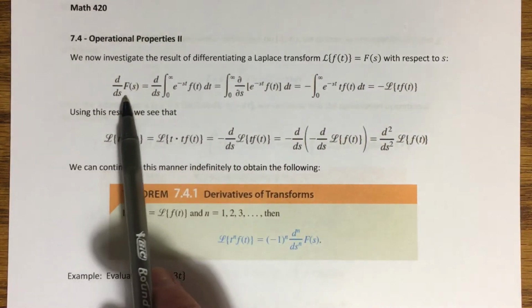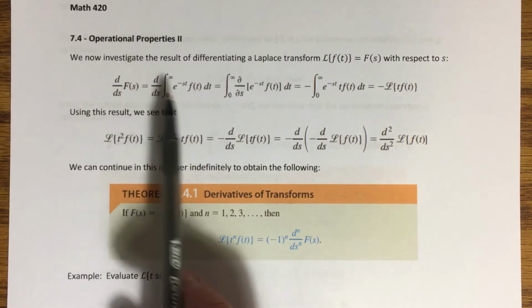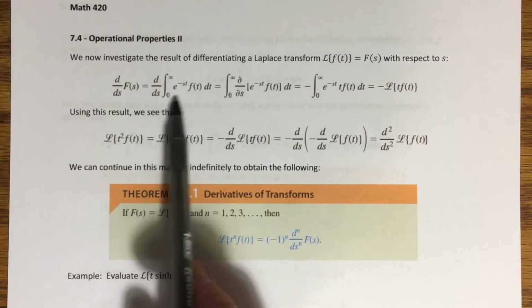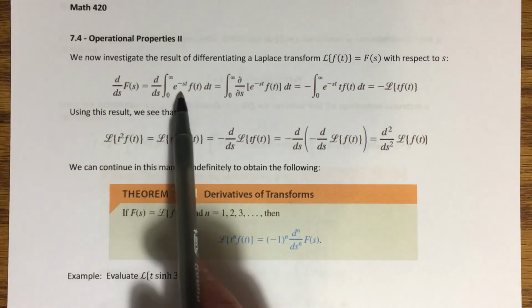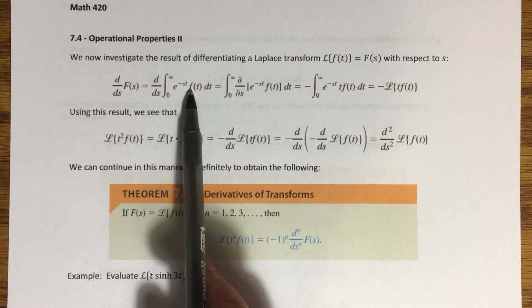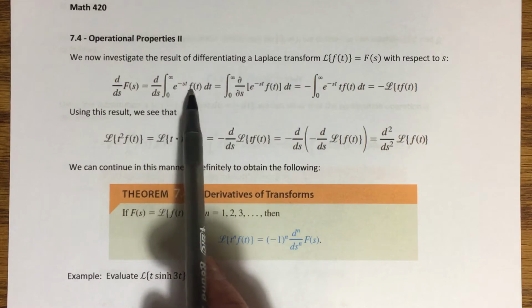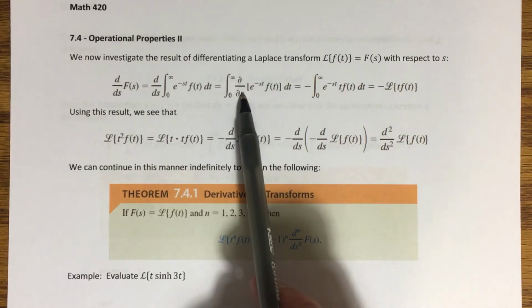So if we differentiate capital F of s, remember capital F of s is our Laplace transform, which is this. We're differentiating this function right here. Now remember, s is being treated like a constant here, and I can bring this derivative into the integrand. That's a consequence of my fundamental theorem of calculus. Once it comes inside, notice the change in notation. It's going to start looking like a partial derivative.